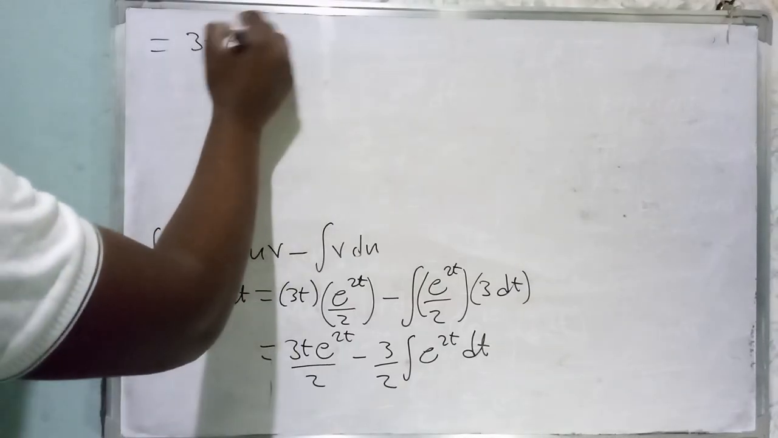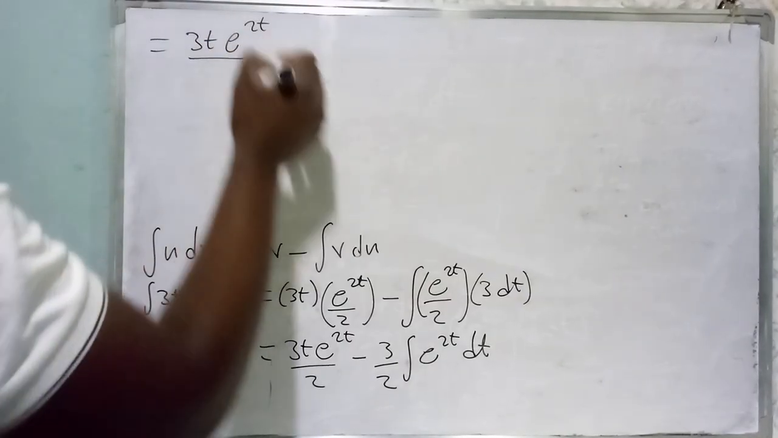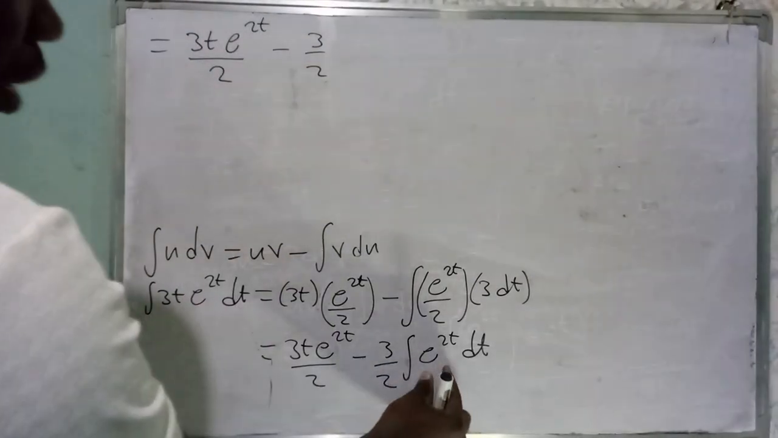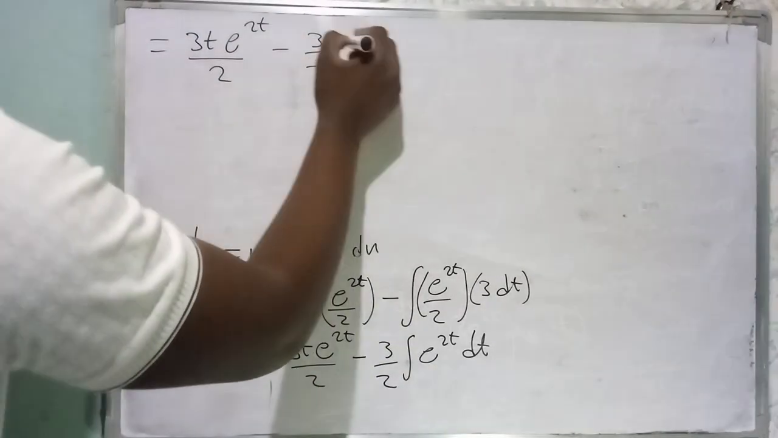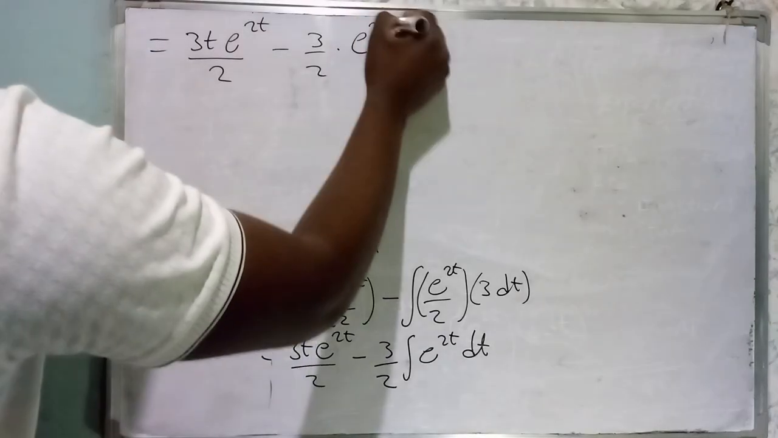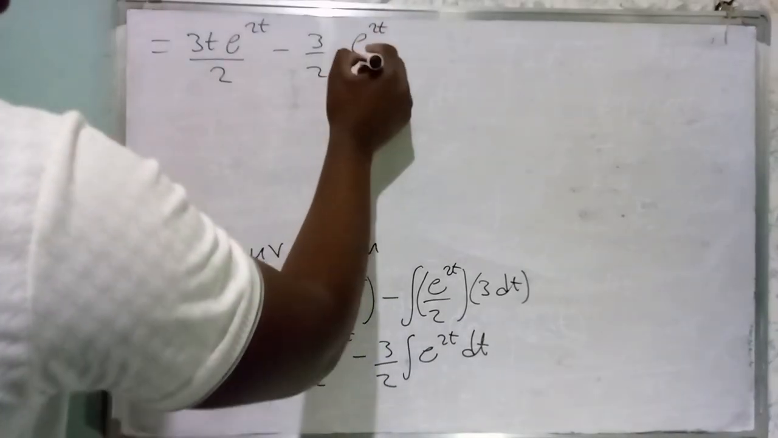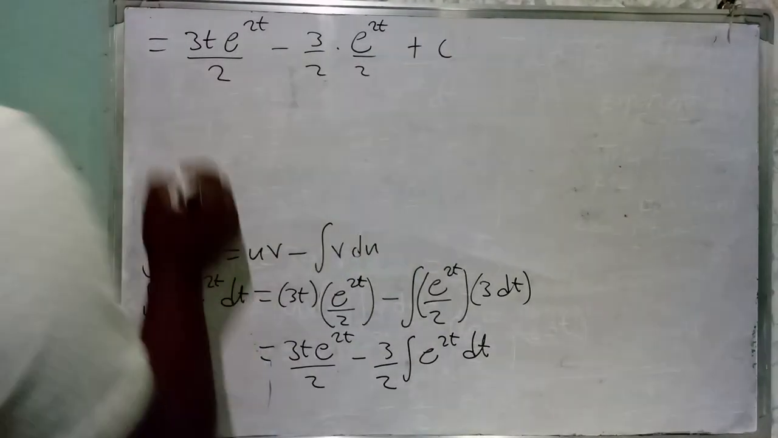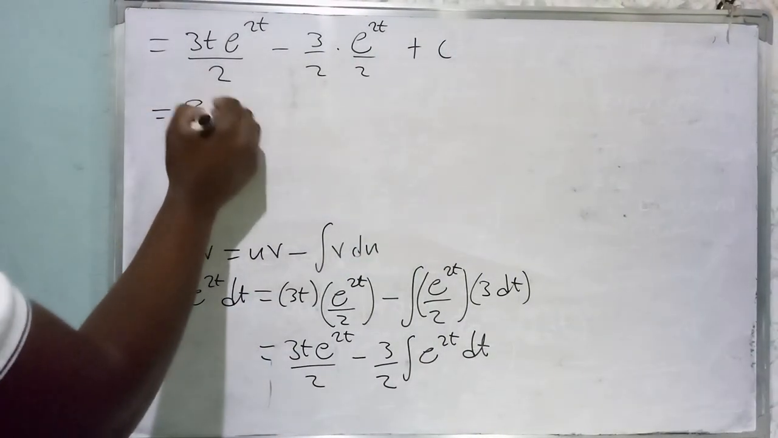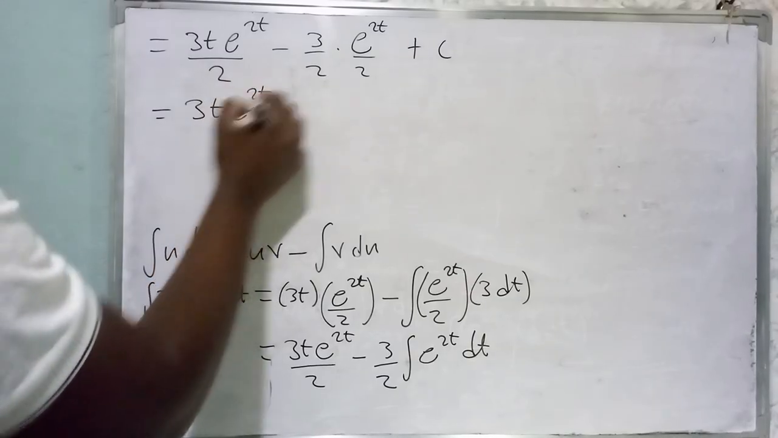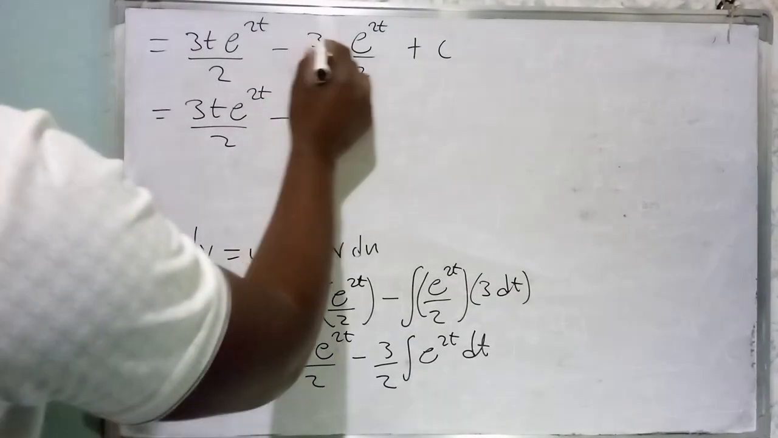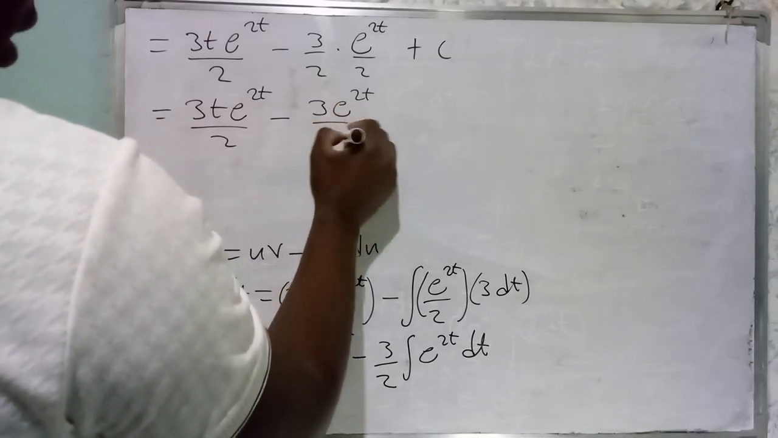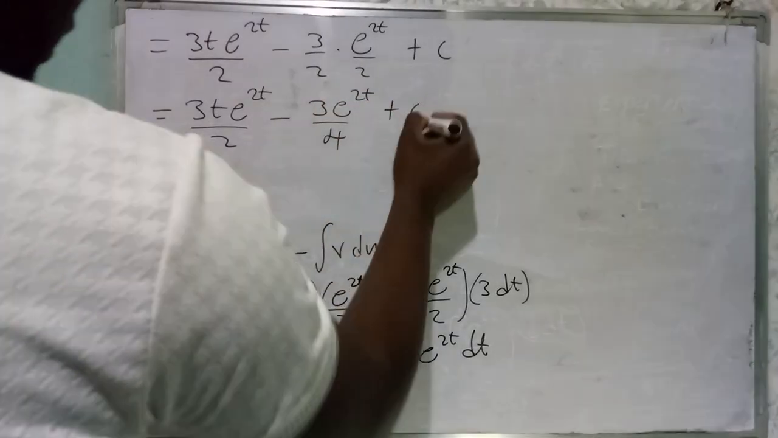Now it's going to be 3t e to the power 2t divided by 2, then minus 3 over 2. What's the integral of this now? The integral of e to the power 2t will be e to the power 2t divided by 2. Then we say plus c. This gives us 3t e to the power 2t divided by 2, minus 3 e to the power 2t over 4, 2 times 2, then plus c.